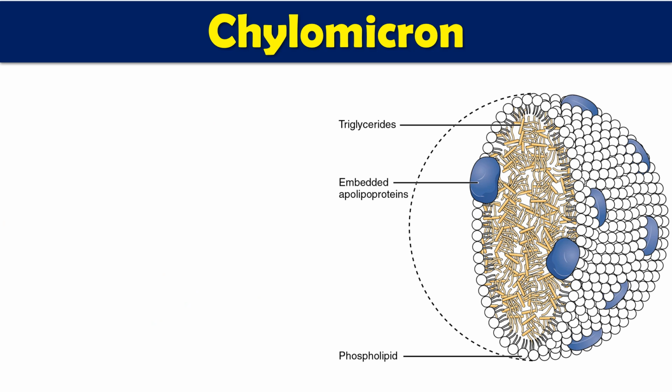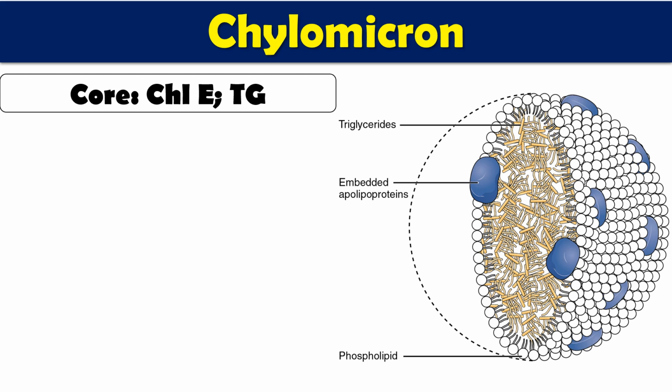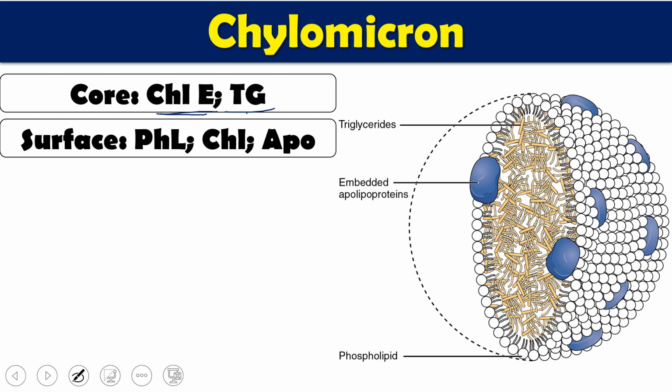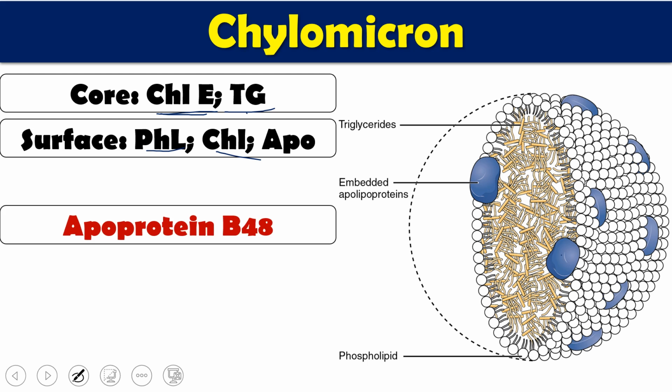We have already seen that the chylomicron has a core of cholesterol ester and triglycerides. The central portion is composed of cholesterol ester and triglyceride. The periphery is covered with three components: phospholipids, cholesterol, and apolipoproteins or apoproteins, the protein content. Then it has some protein component called apolipoprotein.